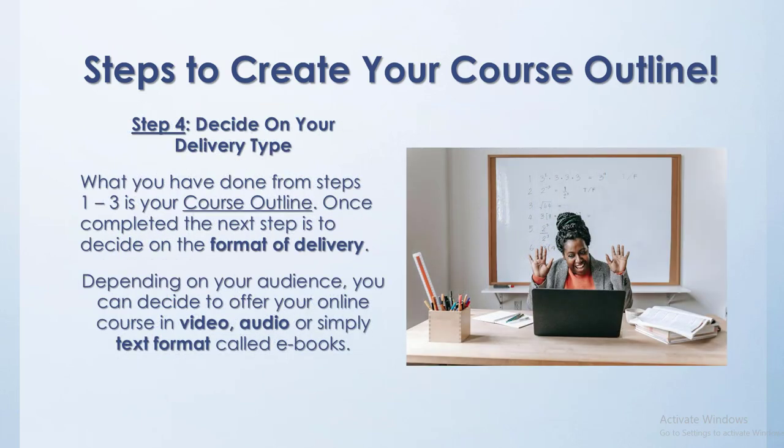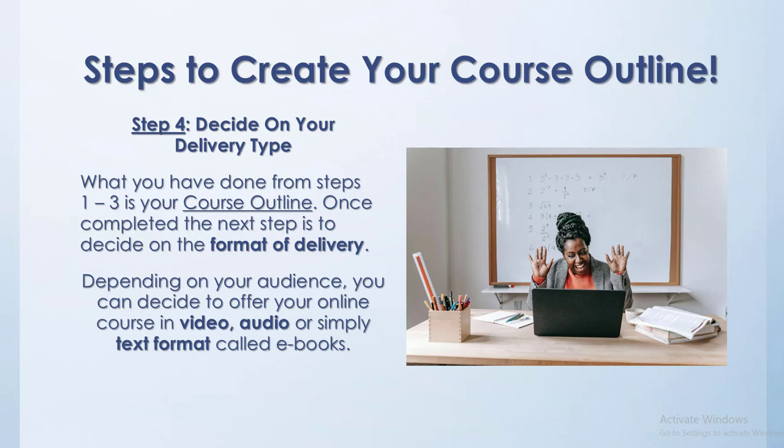In fact, what you have just done is what we call a course outline. That is steps 1 to 3. And that brings us to step 4. Step 4 is deciding on your delivery type. Once you have completed steps 1 to 3, which is creating your course outline, the next thing you need to decide is on your delivery format.